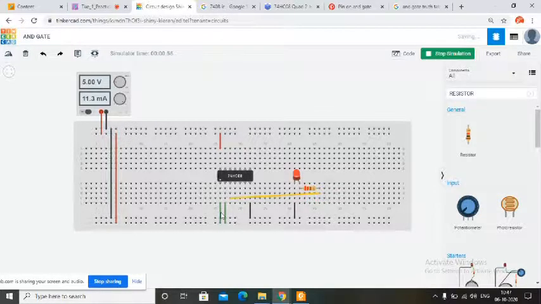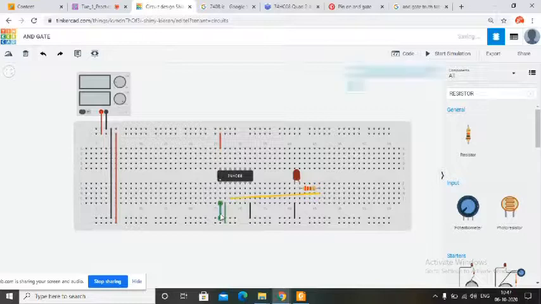For the other cases, you can also verify. Suppose you want to make it 0 1. What will be the output for 0 1? Zero, sir. The output should be 0, right? So let us simulate. You have to click on this button, Simulation. For 0 1, you can see the LED is not glowing, so it is giving me 0 output. The last case that is left is 1 0.